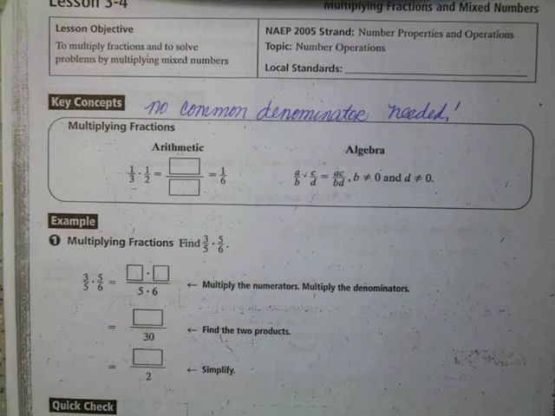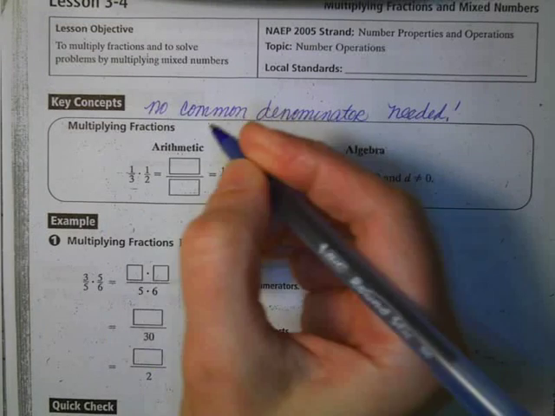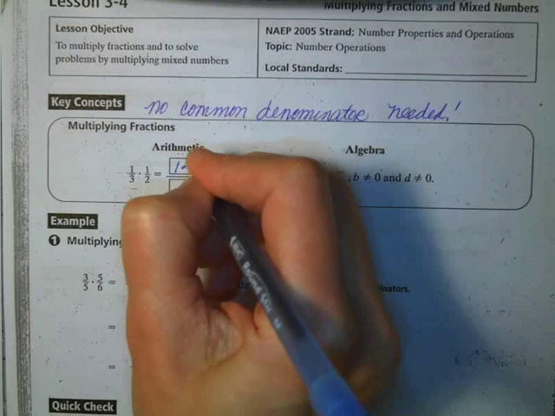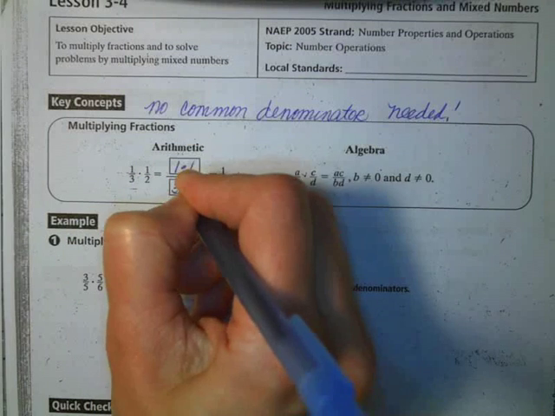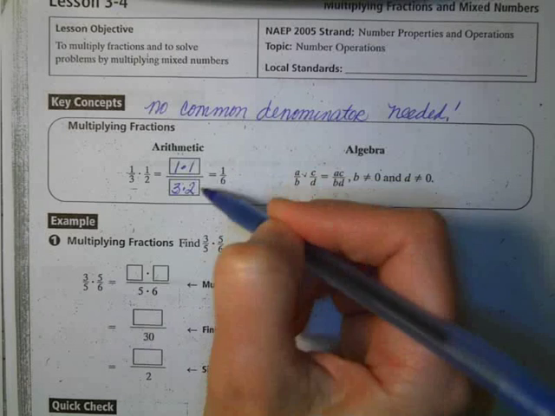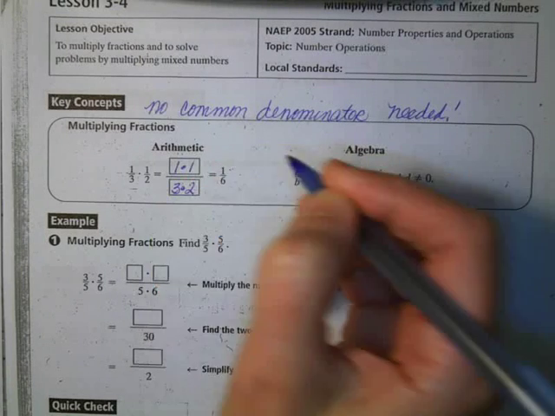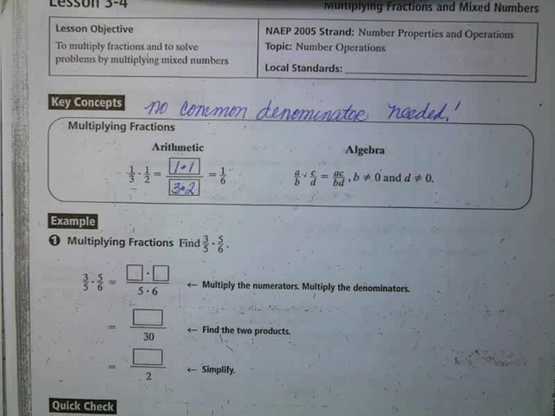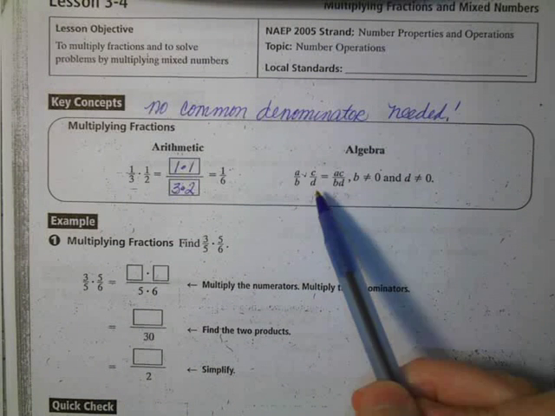Let's look at what happens when we multiply fractions. We multiply 1/3 times 1/2 by multiplying the numerators, 1 times 1, and multiplying the denominators, 3 times 2. 1 times 1 is 1. 3 times 2 is 6. So 1/3 times 1/2 is 1/6.